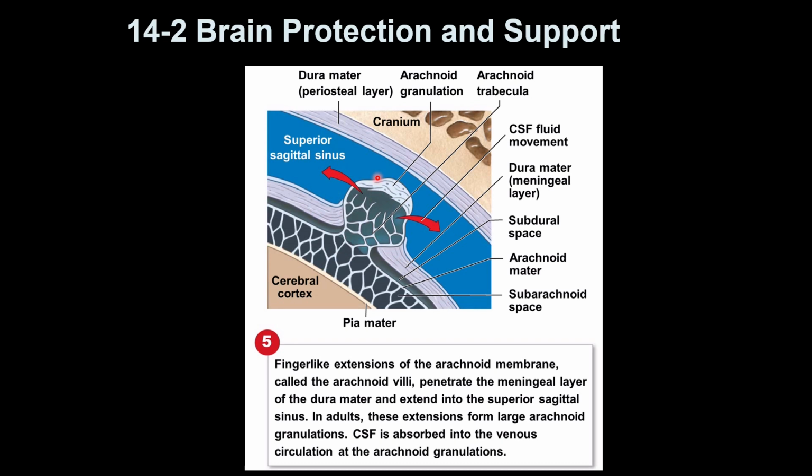CSF is continuously produced in the body, and it has a higher pressure, and it drains here, passing through to the venous system, which has a lower pressure. So if there is a blockage here, then it cannot be drained, and that may cause hydrocephalus.